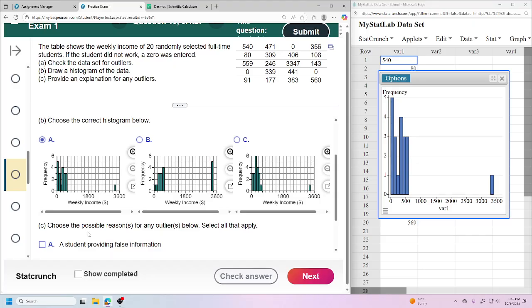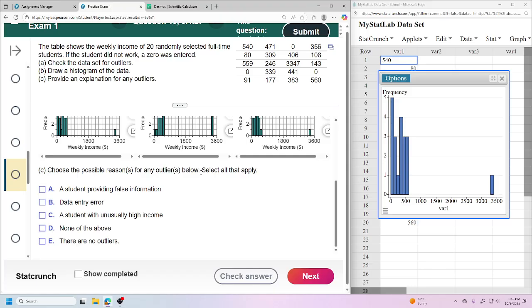So it says, what's the reasons for any outliers? I don't know the answer. This is why we have a practice exam. So I can click it and I want to see what they get. But I mean, it's good to guess. What do y'all think? Why would I have this 3,000 out of nowhere?